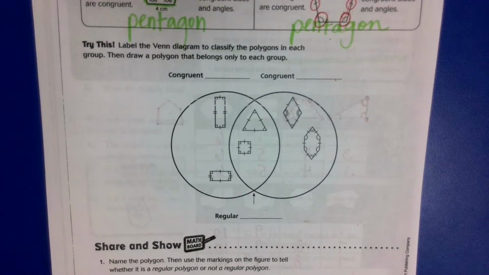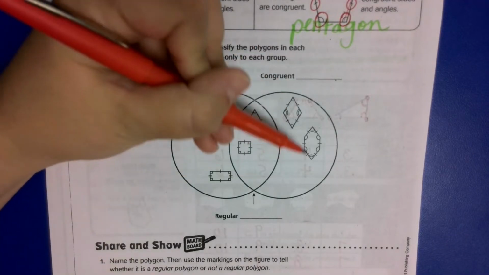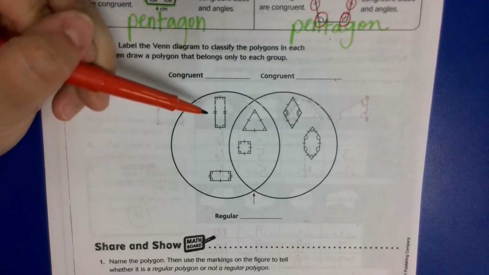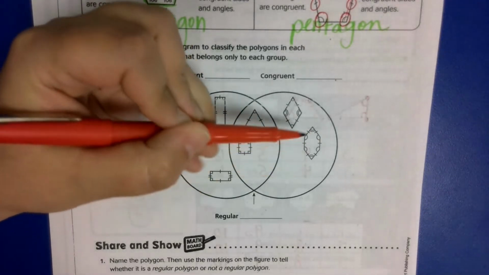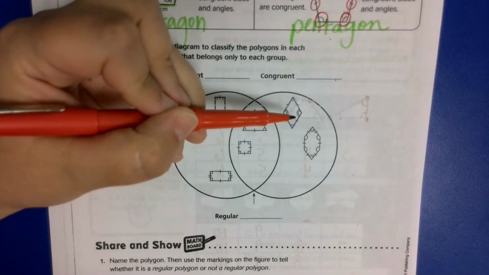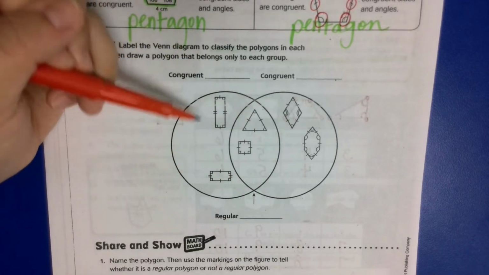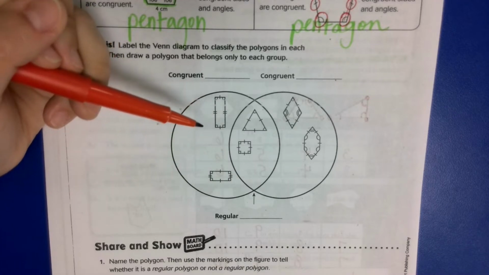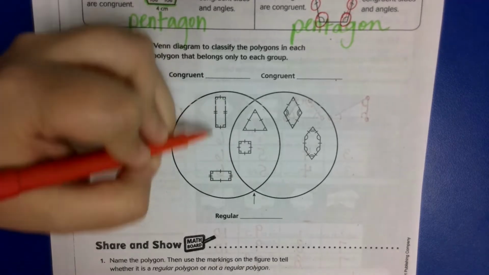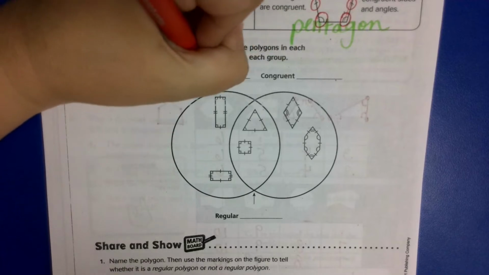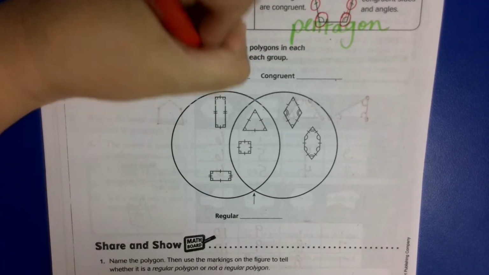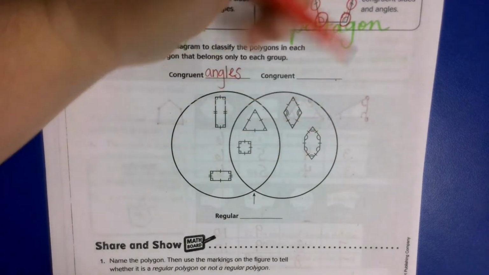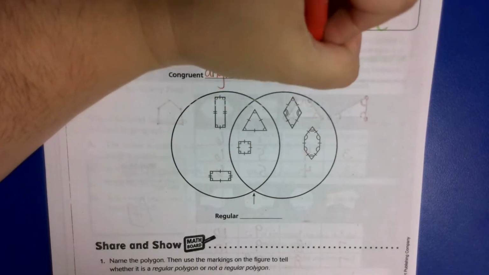Okay. So now that I've noticed that about these angles, that makes me want to go back and look over here at angles and sides. So sides are congruent here, but not angles. Oh, my angles are congruent here, but not all my sides. Okay, so we're going to say that this has congruent angles, and this one has congruent sides.